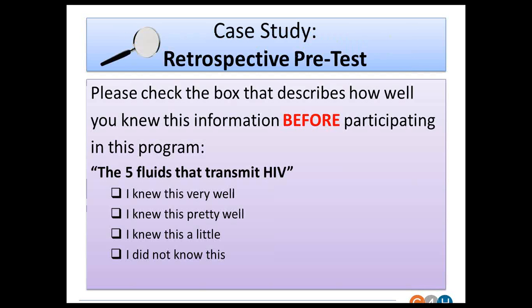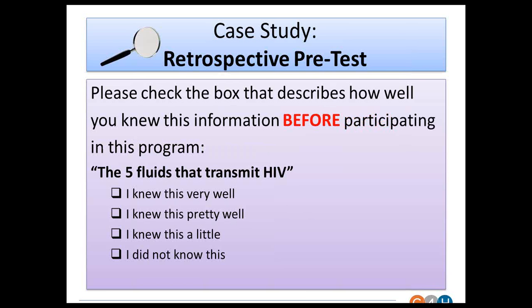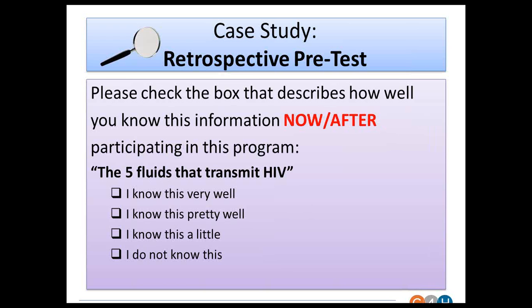So let's talk about it in reference to our case study. Here I'm going to show you how the case study questions would look on a retrospective pretest. So here's the question asking the participant to think back on what they knew before beginning the program. It says, please check the box that describes how well you knew this information before. And then now we see the same question, only now we're asking how they feel now. So the question is essentially the same, but the tenses are different. Usually the questions will also be right next to each other on the actual test.